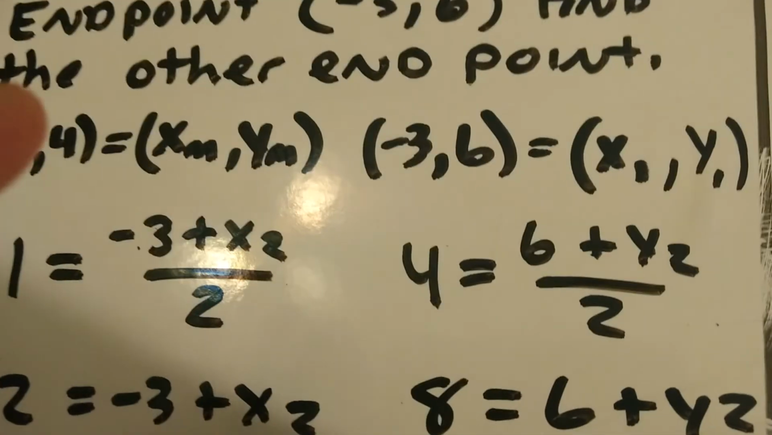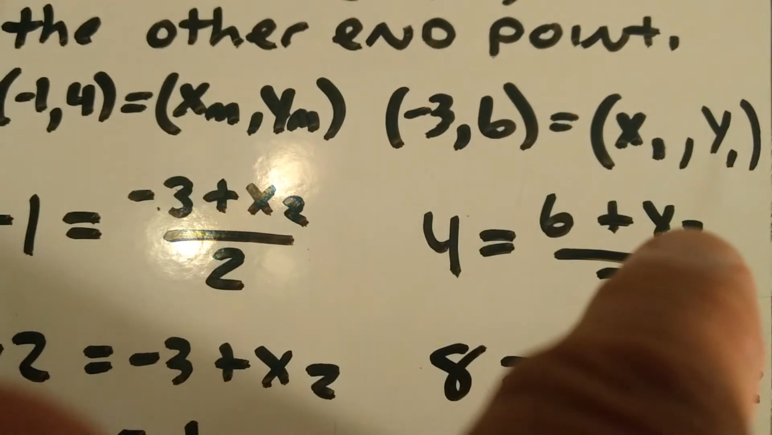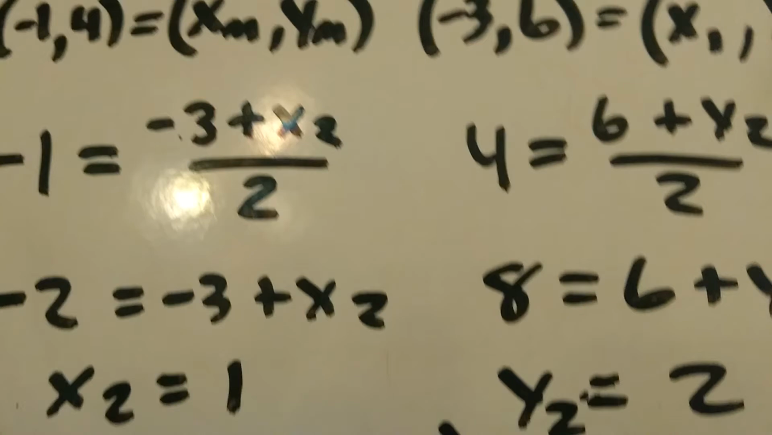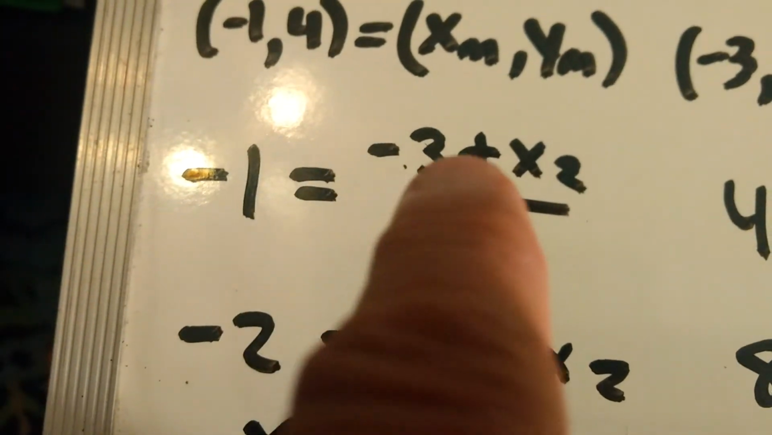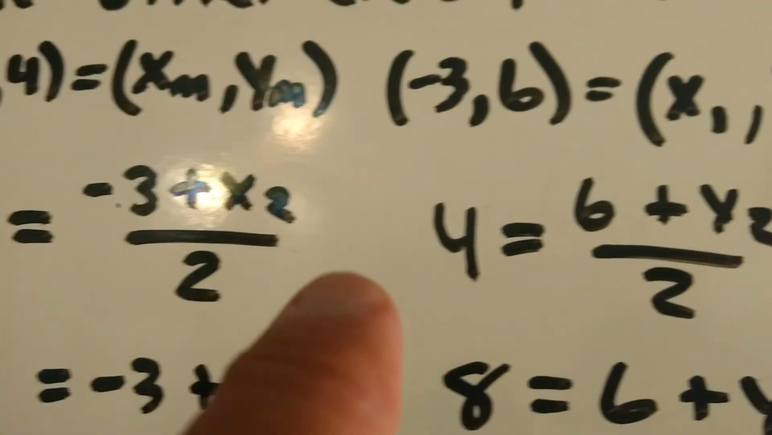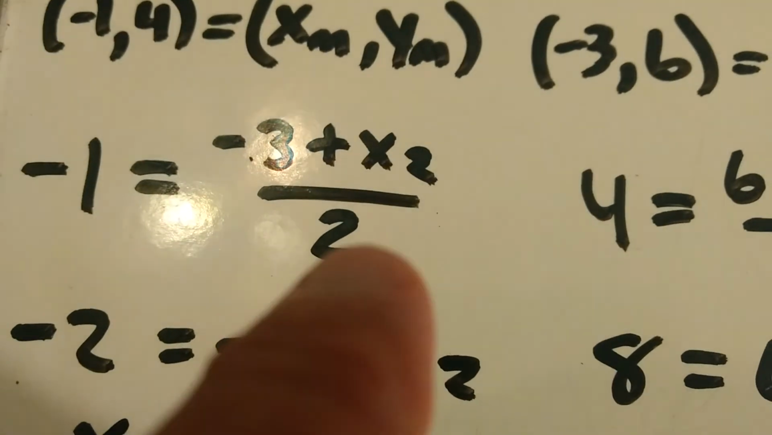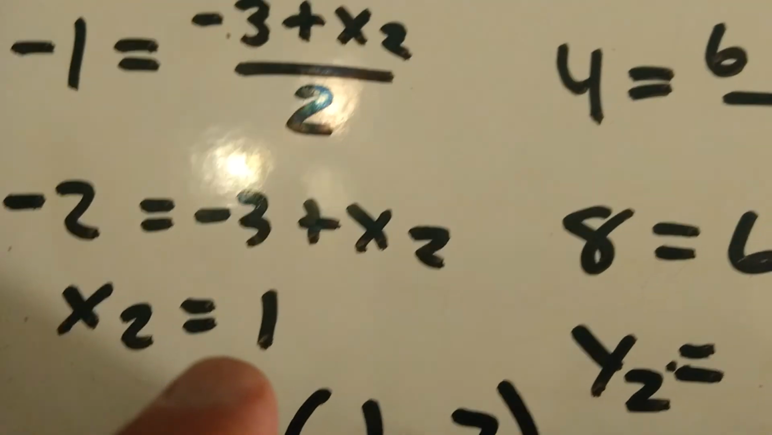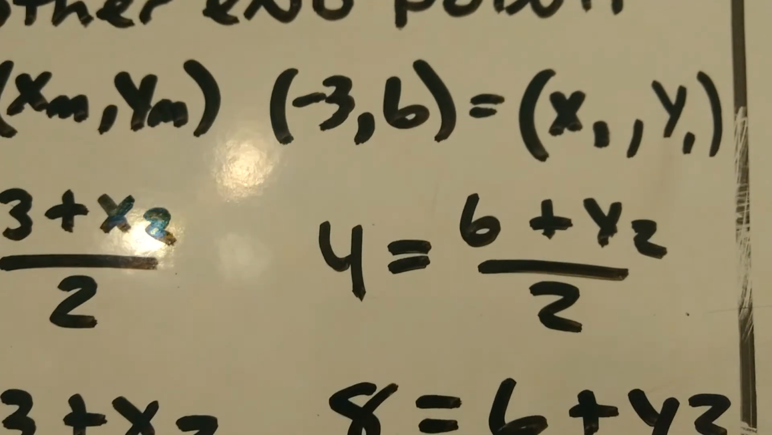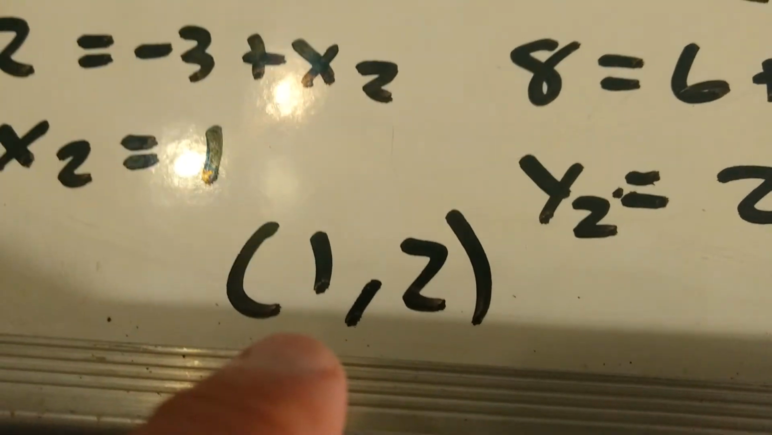So you can see I labeled -1, 4 as xm, ym. -3, 6 is x1, y1. If I use these numbers to set up with this formula, I end up with -1 equals -3 plus x2 over 2. And 4 equals 6 plus y2 over 2. Doing the math. Multiply by 2, I get -2. Add the 3, I get x2 as 1. Here, multiplied by 2, I get 8. Subtract the 6, I get 2. I find out the other endpoint is 1, 2.